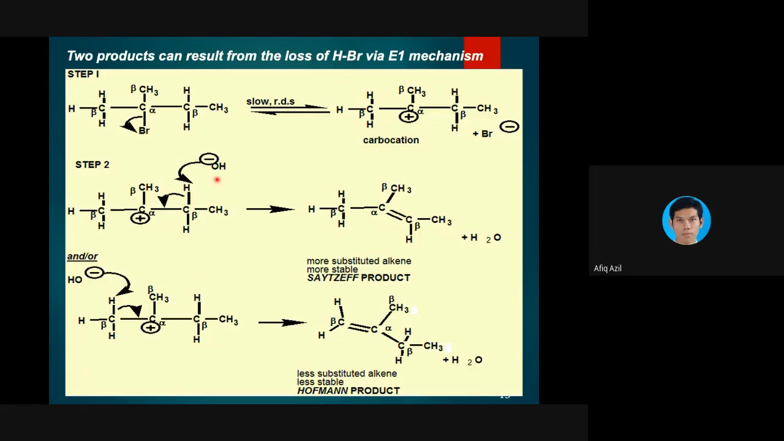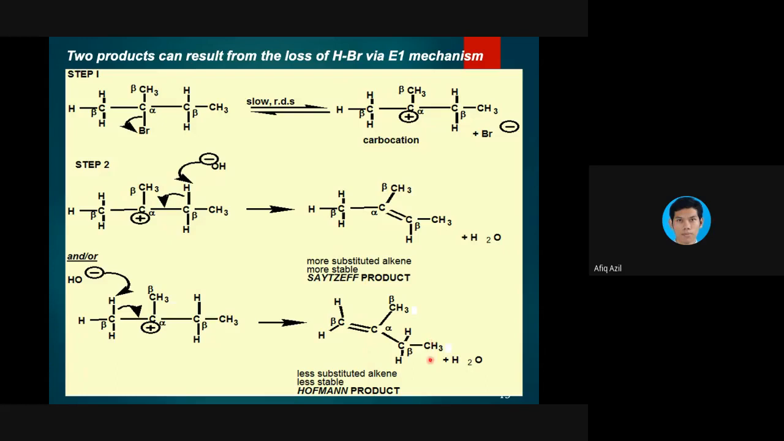But if the hydrogen that is removed is from this carbon, then the double bond that will be formed in the product is between these two carbons. Then you are going to end up with this kind of product. And these two products have their own name, not IUPAC name. IUPAC name is different. This is considered to be what kind of product it is. So one is known as Zaitsev, and the other one is known as a Hofmann product.